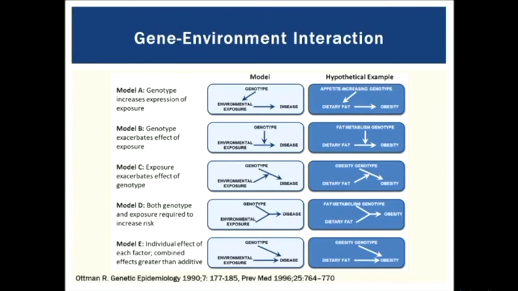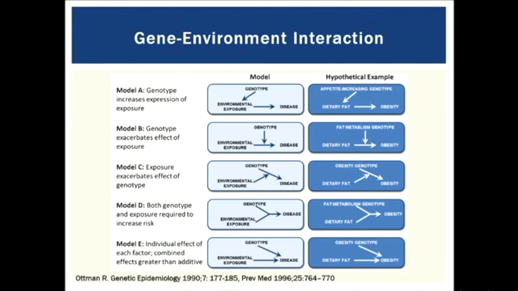In the third model, you have a genotype that causes the disease, and the environmental exposure doesn't have a direct effect on risk. What it does is it exacerbates the effect of the genotype. So now, suppose you had an obesity genotype, but that obesity genotype would have a smaller effect in people who were not eating a lot of dietary fat than in people who were eating dietary fat.